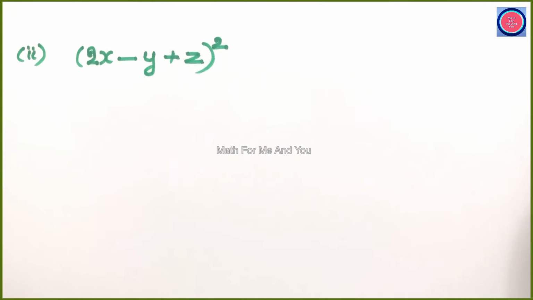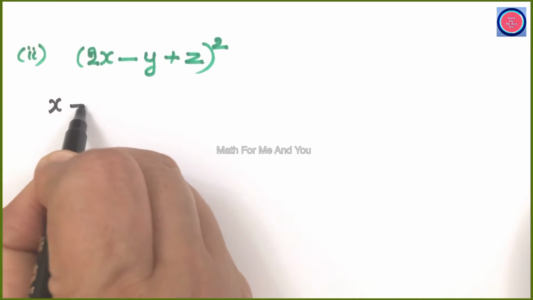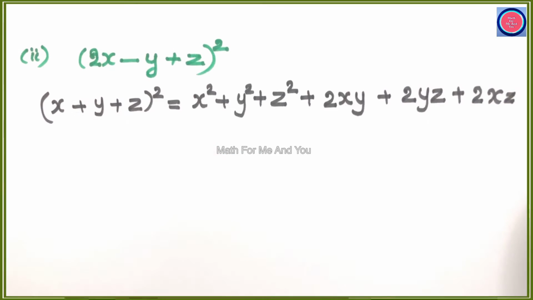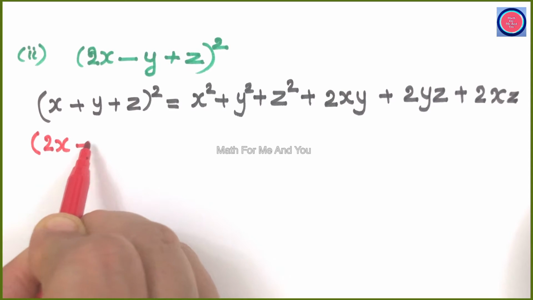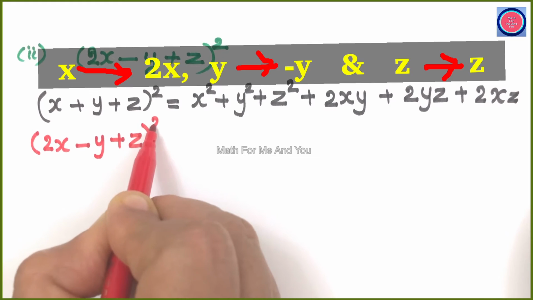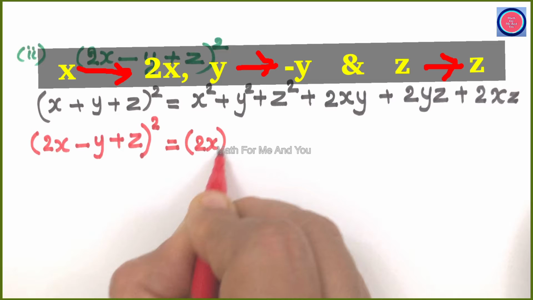Next question: (2x - y + z) the whole square. Here also we can use the same identity, (x + y + z) the whole square, which is equal to x square plus y square plus z square plus 2xy plus 2yz plus 2zx. Now let's write the question below it so that we can easily compare. So the question is (2x - y + z) the whole square. When we compare, we can replace x with 2x, y we have to change with minus y because there is a negative, and z there is no change.